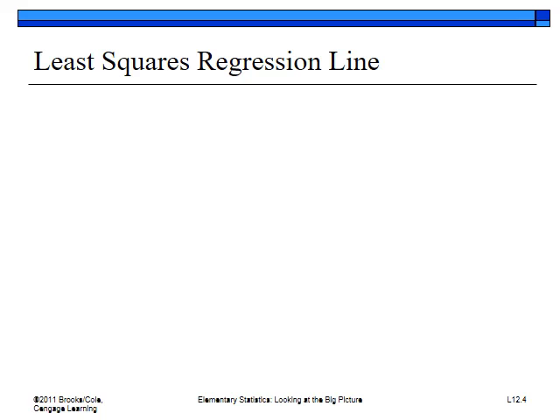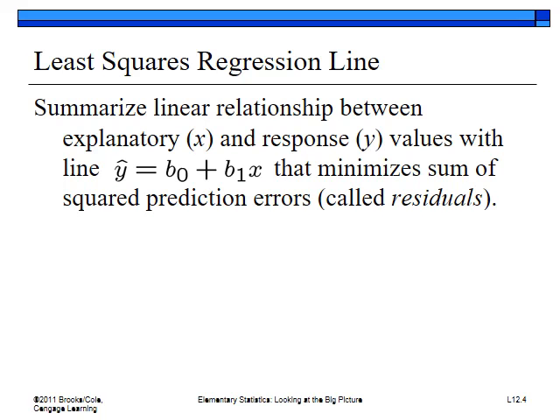The regression line, or the least squares line, allows us to summarize a linear relationship between explanatory and response values. We use x for the value of the explanatory variable and y hat for the predicted y value. The error in the prediction, that is the actual value minus the predicted value, or y minus y hat, is called the residual.